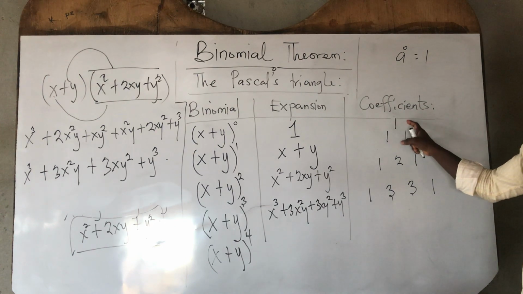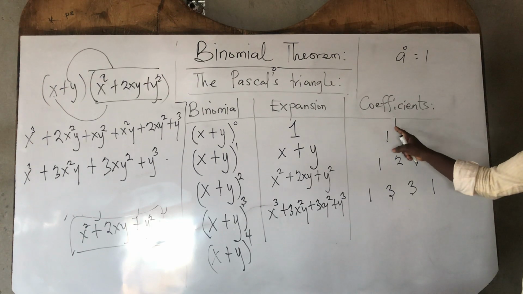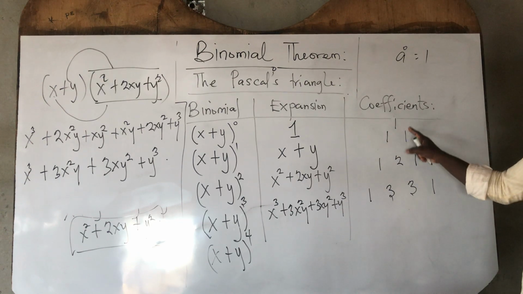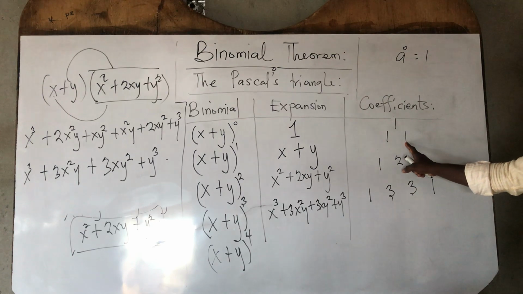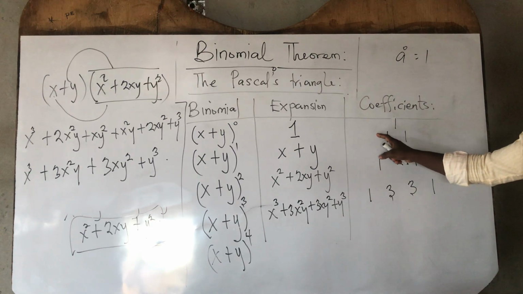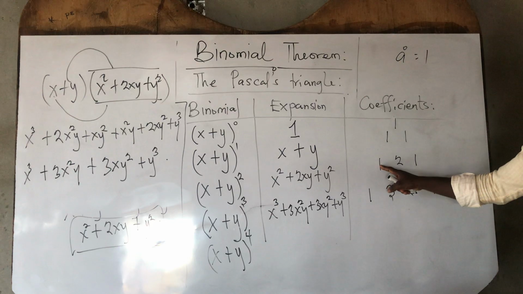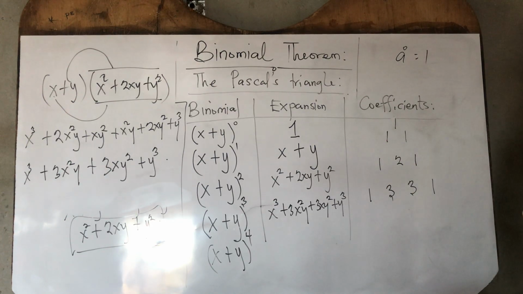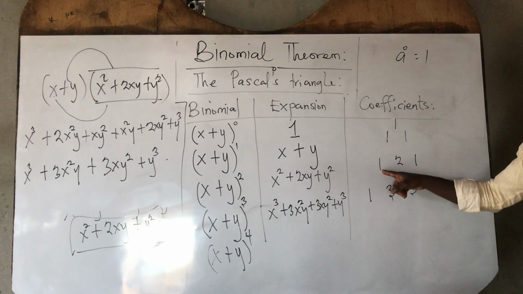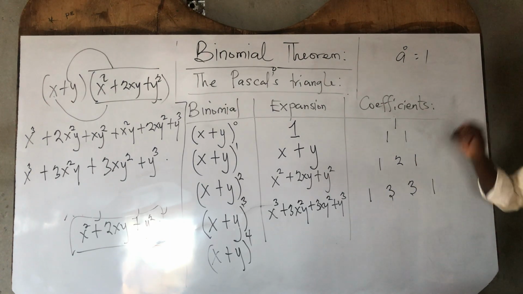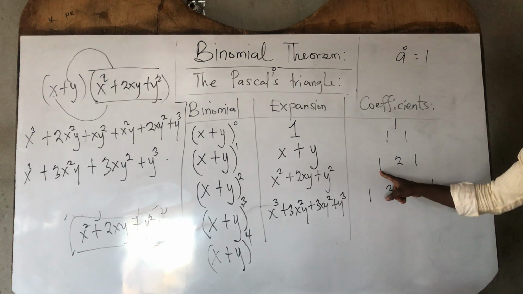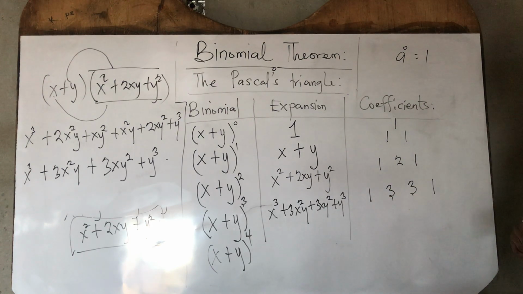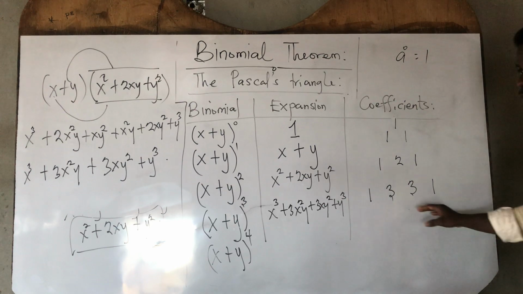Now here we have 0, 0, we assume. So 1 plus 0 gives 1. 1 plus 0 also gives 1. Then here, let's assume we have 0. So 1 plus 0 gives 1. 1 plus 1 gives 2. 1 plus 0 gives 1. So we can see that always the first term starts with 1 and ends with 1.